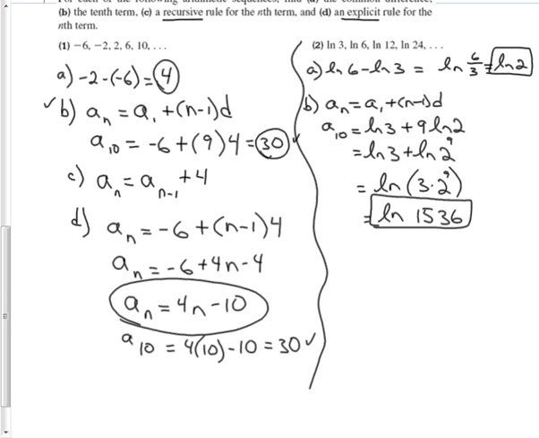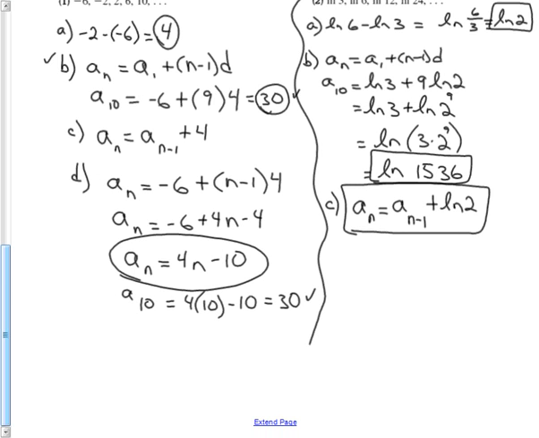If you told me the right numbers. C, they want a recursive rule. Yeah, we didn't go to a calculator on this. We just used the properties of logarithms. C, a recursive rule. Remember, a recursive rule says take the previous term, a sub n minus 1, and add the common difference. There's my answer. There's the recursive rule for this one.